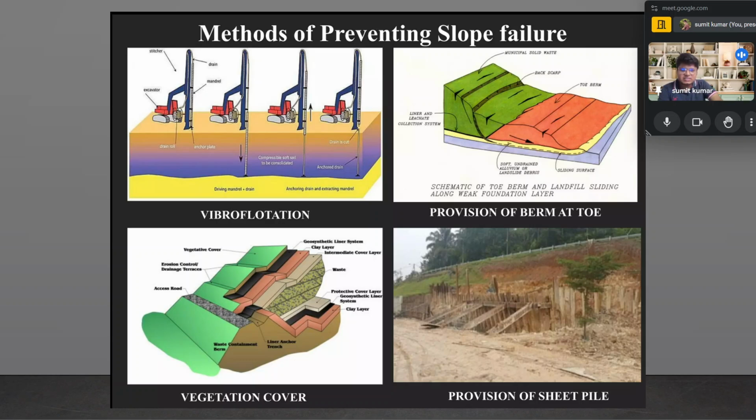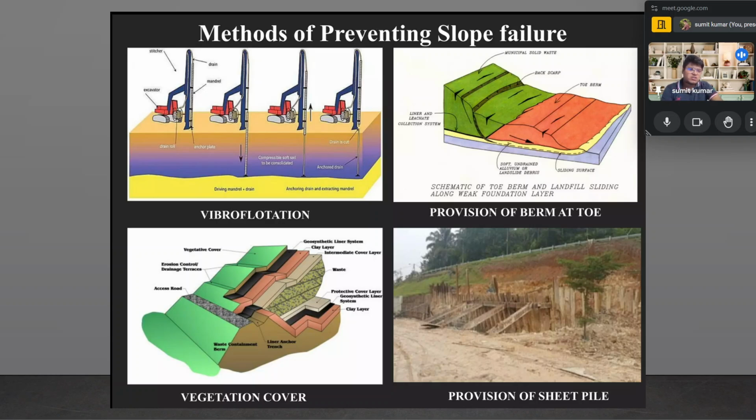And the second one is by providing a berm at the toe, so the cementing of the toe and the berm landfill sliding along the embankment foundation is also able to be prevented. The third one is vegetation, as we discussed.